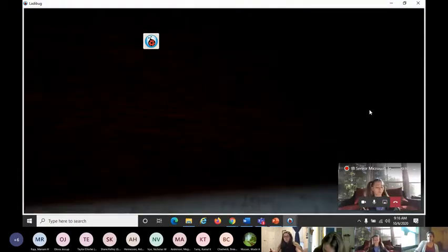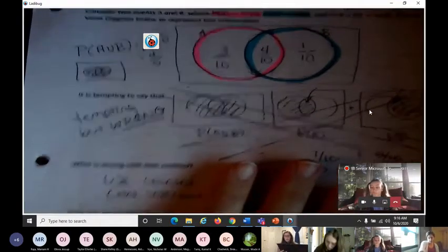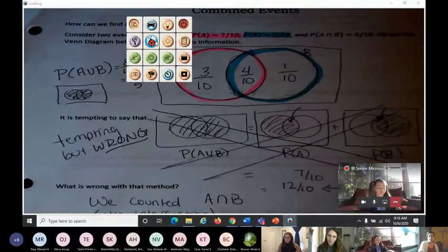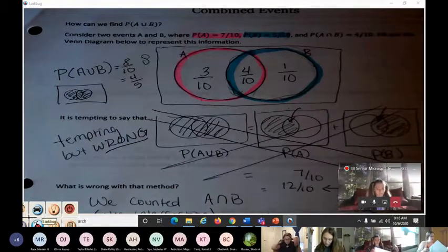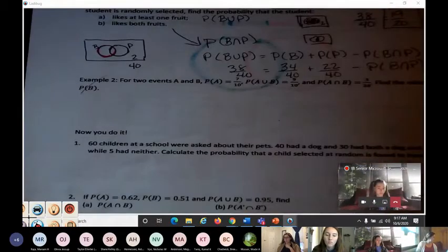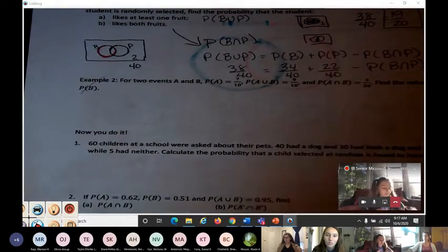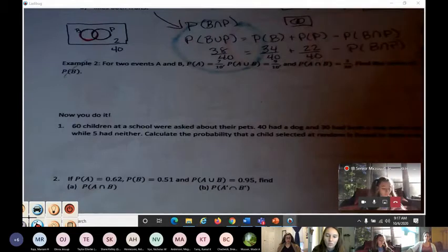So this is what we were doing last class, these combined events notes. We did this whole front page together, and then I think we did one of the examples on the back together. And I said we were going to skip example 2 and that you were to try numbers 1 through 5. Are there any questions on 1 through 5 that you want to go through?